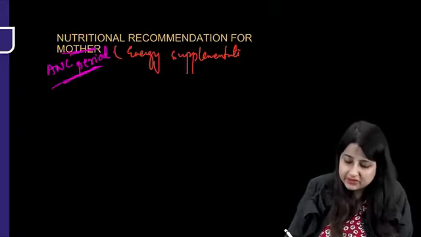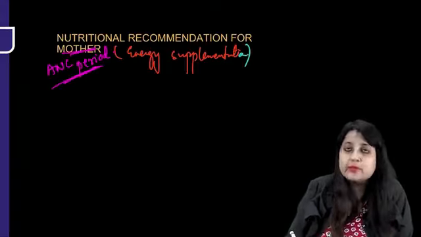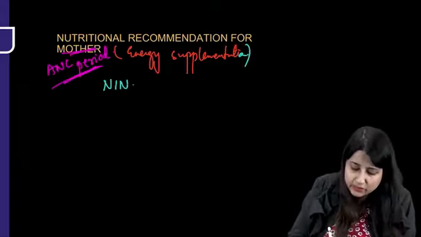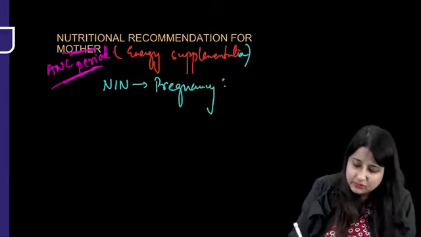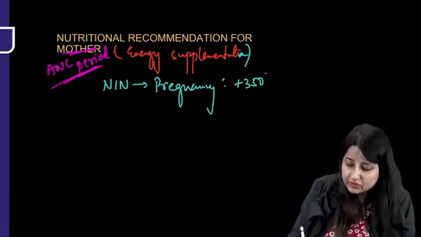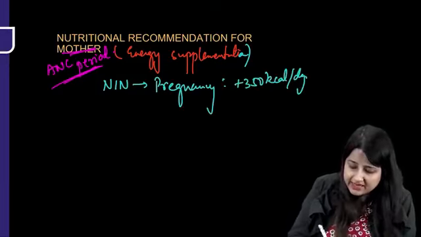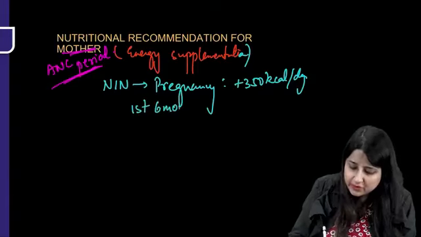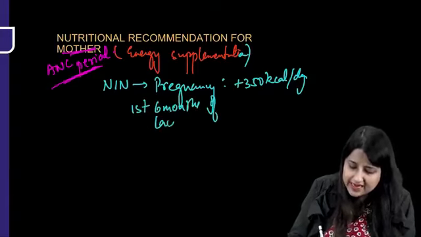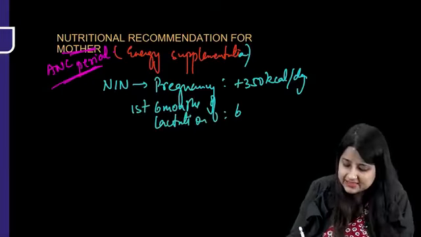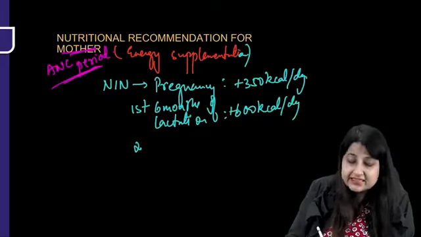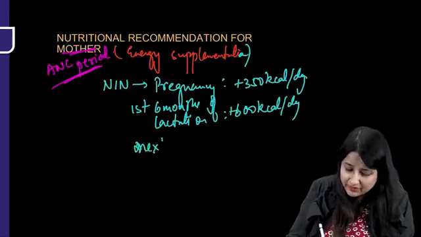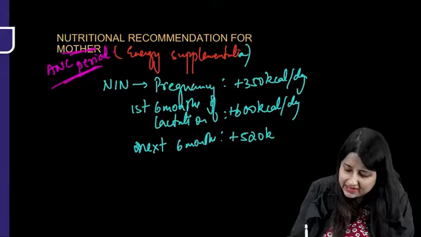So let's talk about the energy supplementation in the antenatal period. According to the National Institute of Nutrition, in pregnancy, the woman should take how much? Plus 350 kilocalories per day. Then in the first 6 months of lactation, how much? Plus 600 kilocalories per day. And in the next 6 months, it is plus 520 kilocalories per day.